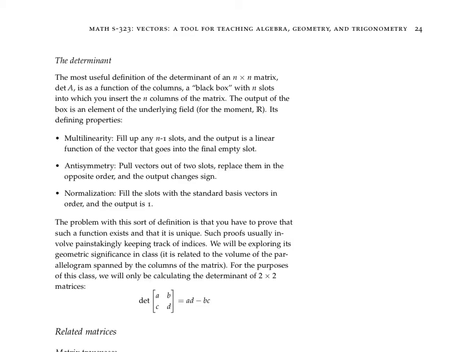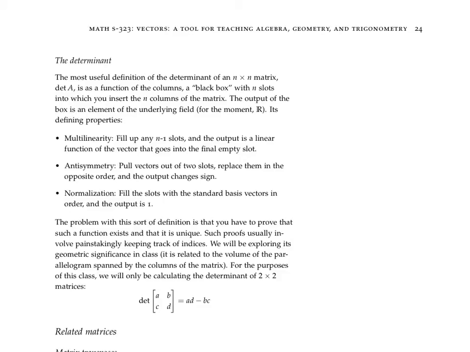Now we're going to learn a little bit about the determinant of an n by n matrix. It's a little bit like envisioning a black box, and into this black box you're going to slide the n columns of the matrix that you care about. In this case we're going to call it A. And the output of the black box is an element of the underlying field. Right now we're working in R. It has some defining properties.